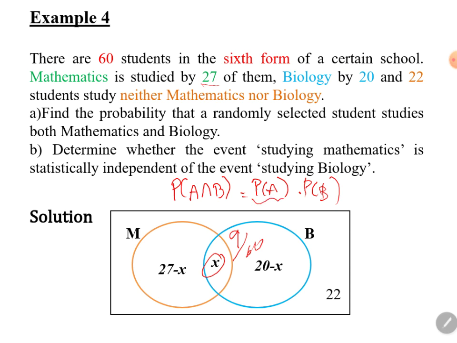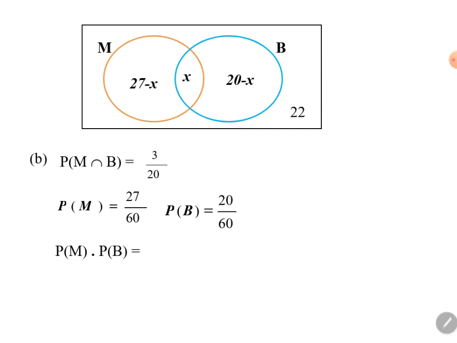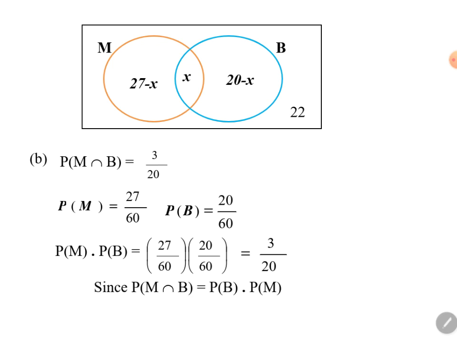So how about the multiplication between probability of A and B? Okay. So what we need to do, we have to show whether it is true that probability of M intersect with B equal to probability of M multiplied with probability of B. So what is probability of M? It is equal to 27 over 60 because the students that study mathematics are 27, and probability of biology is equal to 20 over 60. So probability of M multiplied with probability of B is equal to 27 over 60 multiplied with 20 over 60, which is equal to 3 over 20. Surprisingly, it is equal to the probability of M intersect with B.